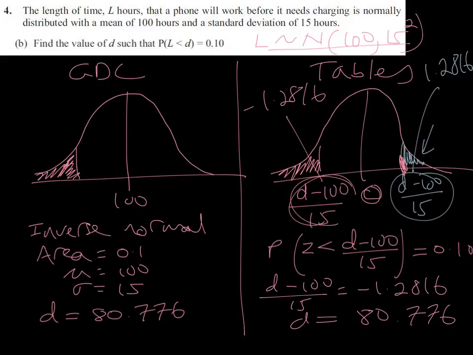And that is also going to yield an answer for D of 80.776 as well. This approach is more convoluted, but you can pick up method marks for this. If you go the calculator method and you don't get the answer correct, you won't pick up the marks for your method working.